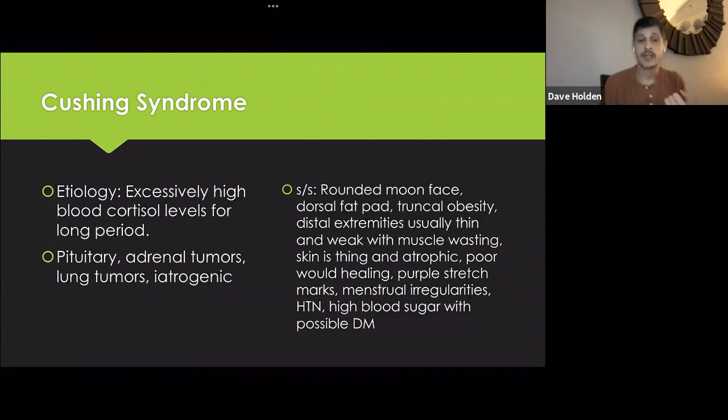This could be caused by damage to the pituitary gland or a malfunction in the pituitary. This could be caused by adrenal tumors. This could be caused by lung tumors, or it could also be iatrogenic. Again, iatrogenic meaning it's caused by medication. Sorry, I had like a brain fart.